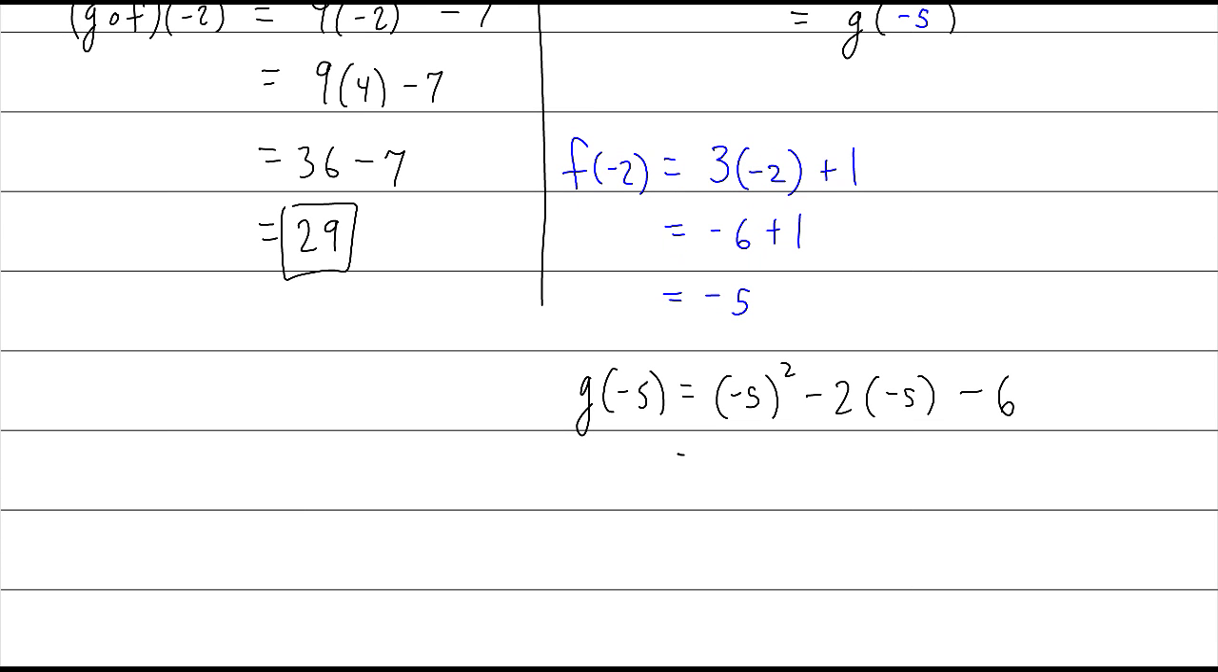Negative 5 squared is a positive 25. Negative 2 times negative 5 is a positive 10, minus 6. 25 plus 10 is 35. Minus 6 is, lo and behold, 29, right? That was our original answer that we got earlier, right?